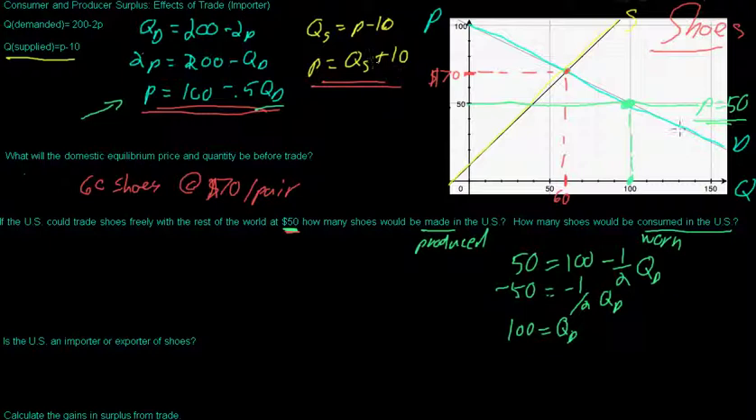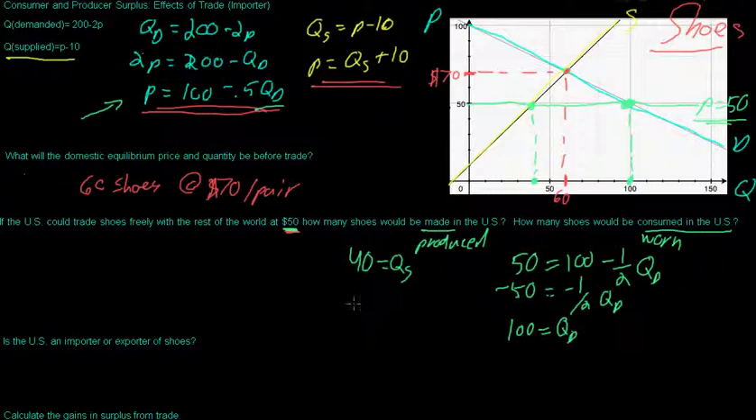So 100 people will want shoes in the U.S. But the problem is that at $50, only 40 pairs of shoes will be produced or supplied in the U.S. So only 40 shoes is equal to the quantity supplied. So we will have a shortage of shoes produced in the U.S.